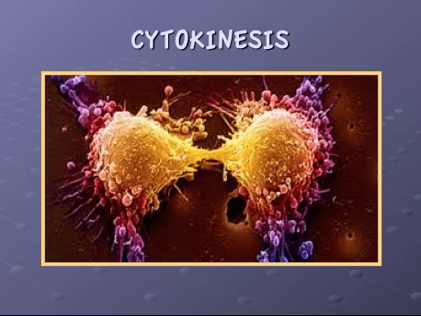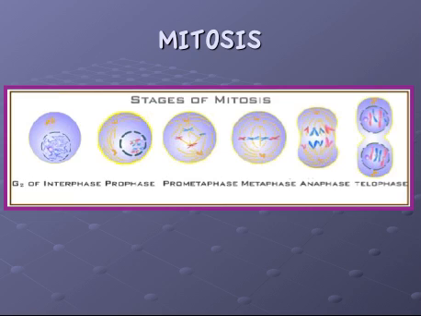Cytokinesis. What occurs? The cell's cytoplasm finally divides and the cell starts to pinch along the equator of the cell, forming two new cells. Remember, cytokinesis is different for animal cells and plant cells. Plant cells have a cell wall. So there you have all the stages of mitosis.